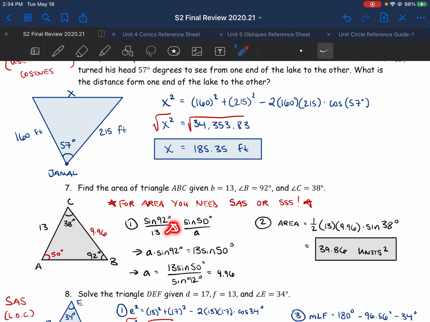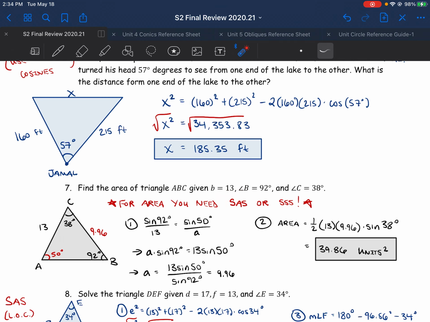Then cross multiplying, we have A times the sine of 92 degrees equals 13 sine of 50. Let's divide both sides by the sine of 92 degrees, and we get that A is 9.96. And now that we know side A is 9.96, we are in a side angle side scenario. And then we use our area formula.